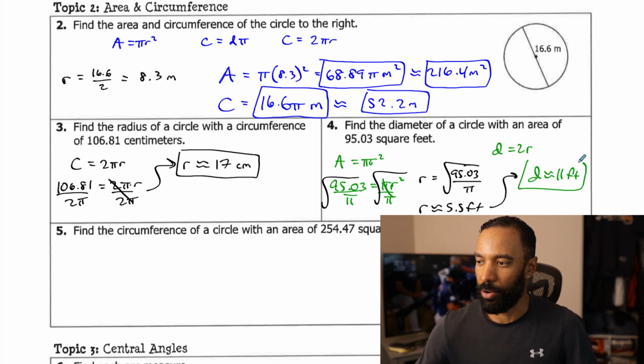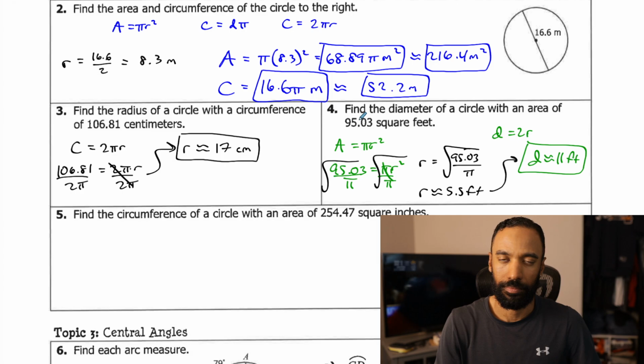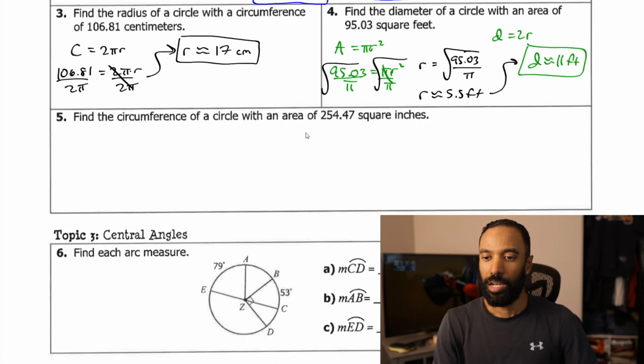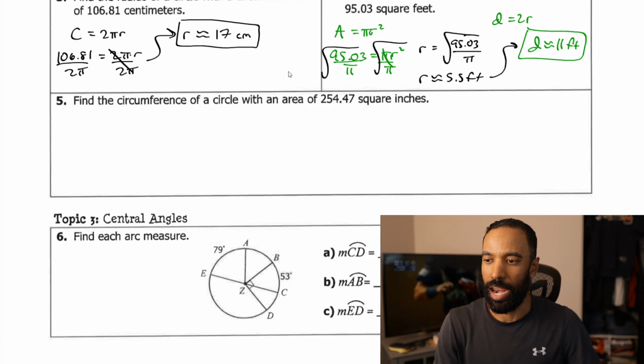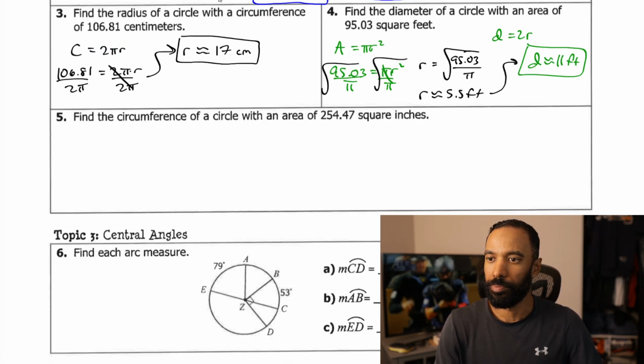See, once we go from area and square feet to that length, we are getting single dimensional units. Number 5, find the circumference of a circle with an area of 254.47 square inches. So we're going to go from our area formula, pi r squared, to then the 2 pi r. So let's go with that.